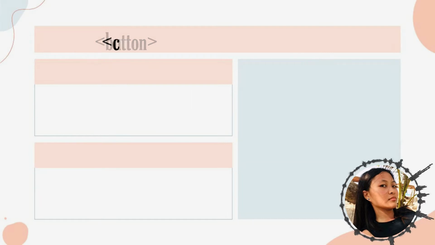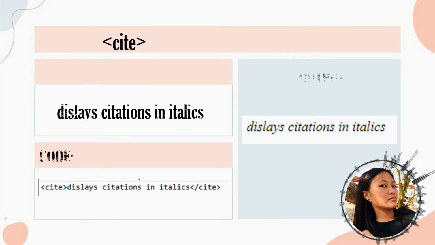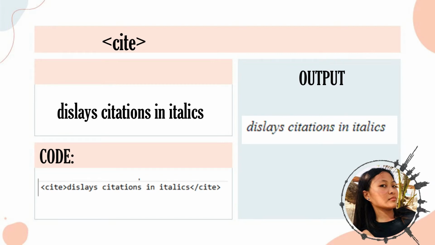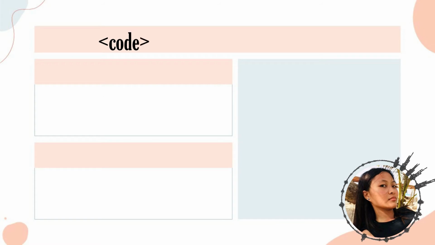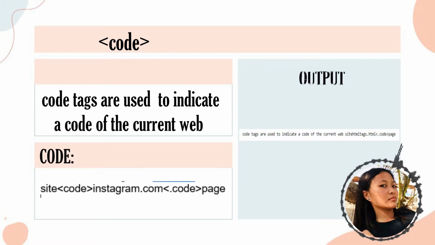So the cite tag displays citations, quotes, and statements in italic. As you can see here in our syntax, very simple. And the output also very simple. The text is in italic. Next is the code tag. Code tags are used to indicate the code of the current website, for example, HTML tags. And this is the output.